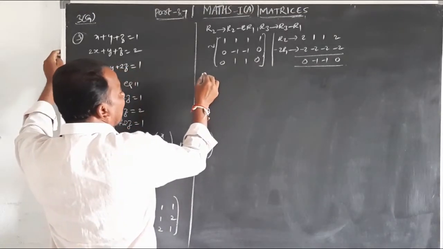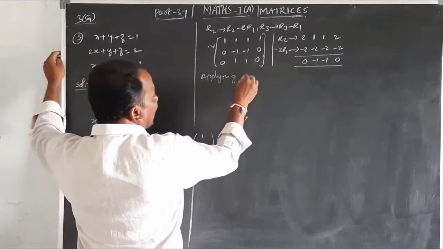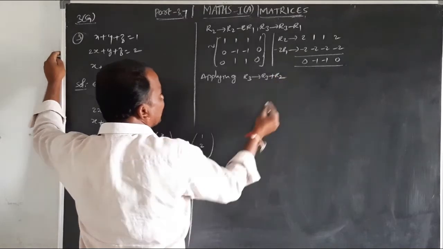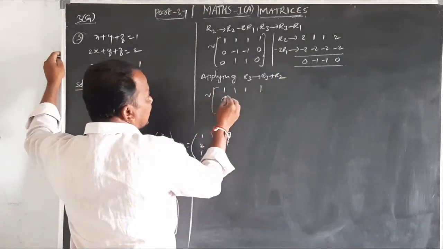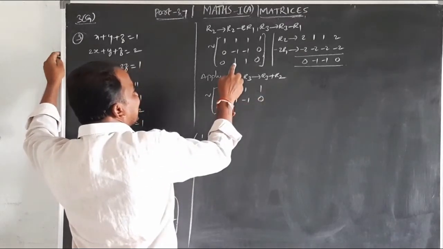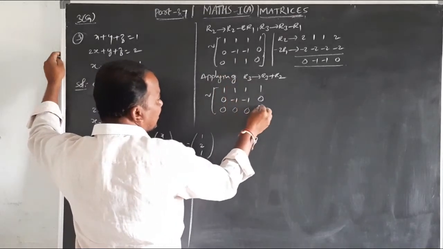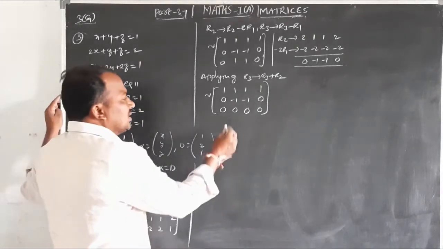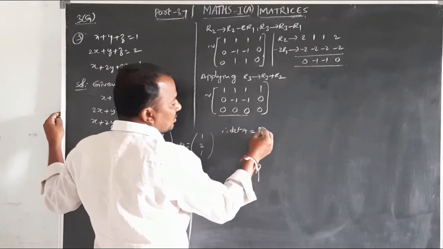Next, applying R3 tends to R3 plus R2. We get 1 1 1 1, 0 minus 1 minus 1 0, 0 0 0 0. The last row is 0. So the determinant of A, det A, equals 0.